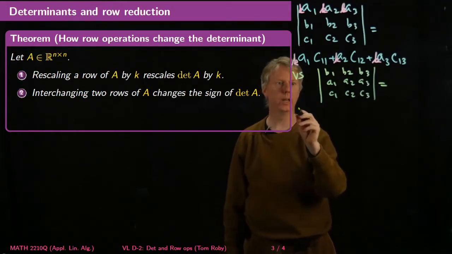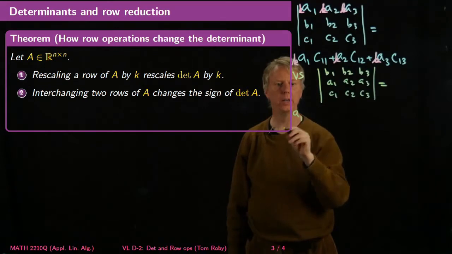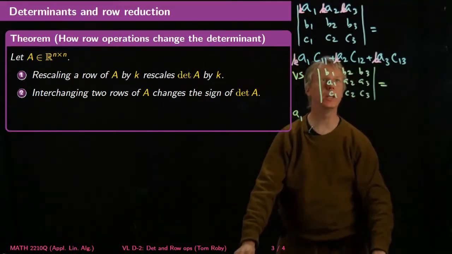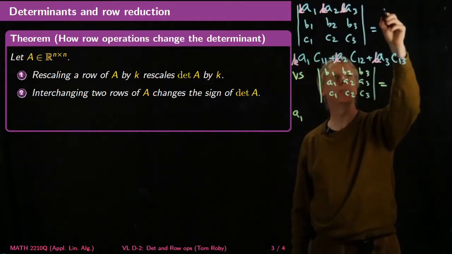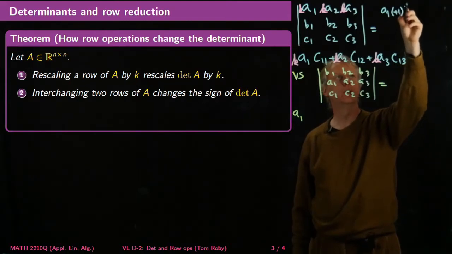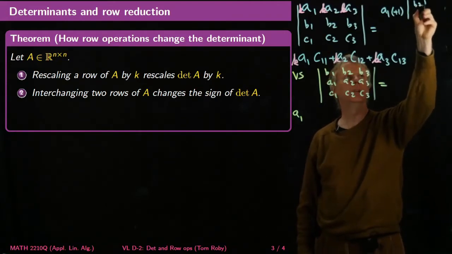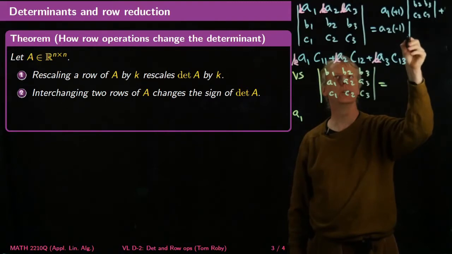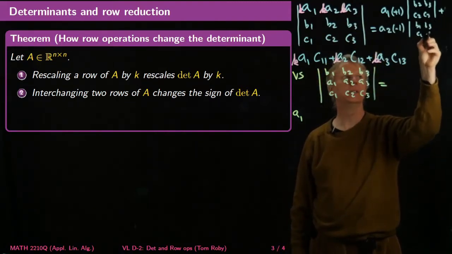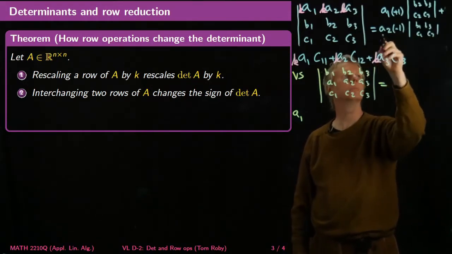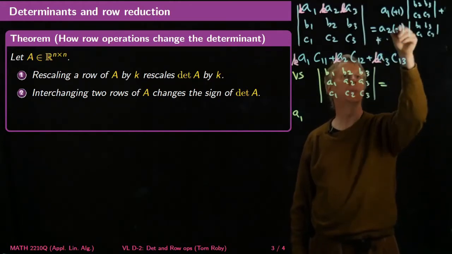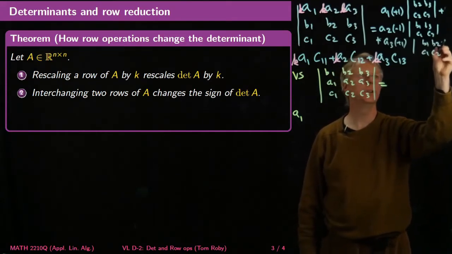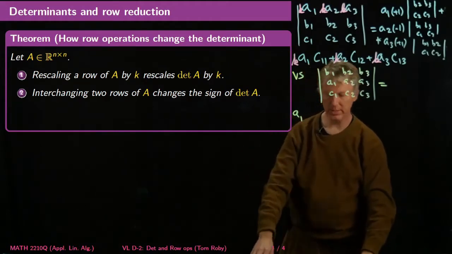So if I expand around row A, I've got A1 times some sign, which is changed. So I need to also recompute the original one for you. The original would be A1 times plus 1 times the determinant of B2, B3, C2, C3, plus A2 times minus 1 times the determinant of B1, B3, C1, C3, plus A3 times plus 1 times the determinant of, when I peel those off, B1, B2, C1, C2.